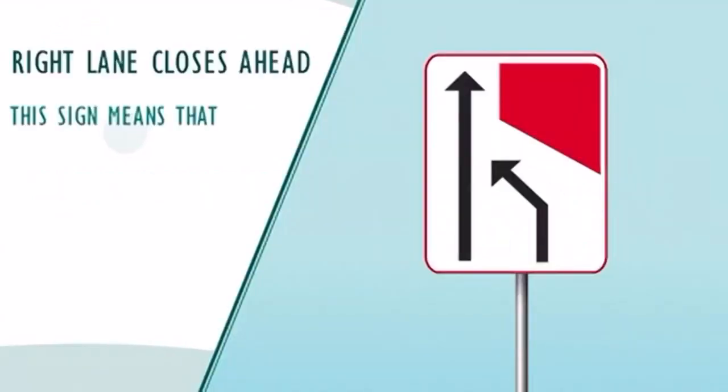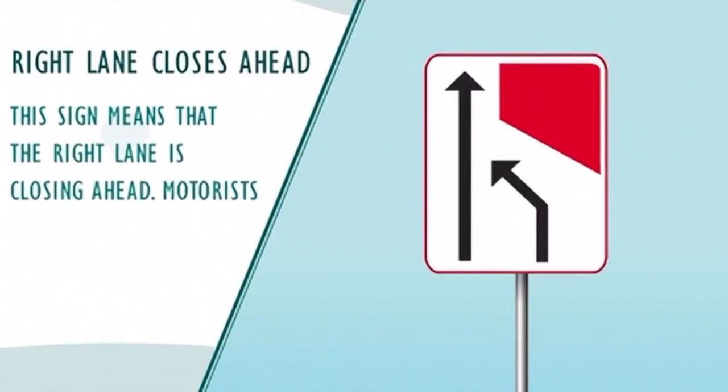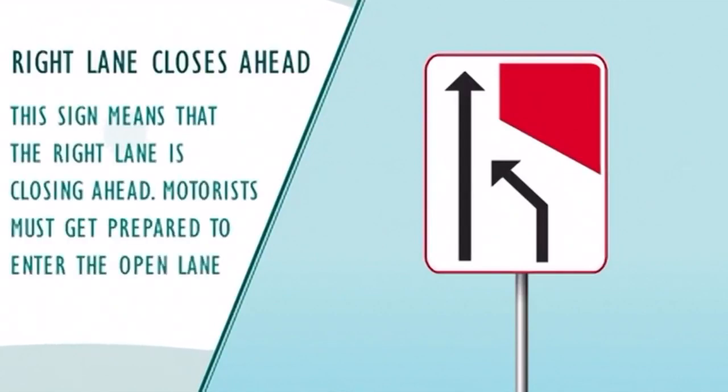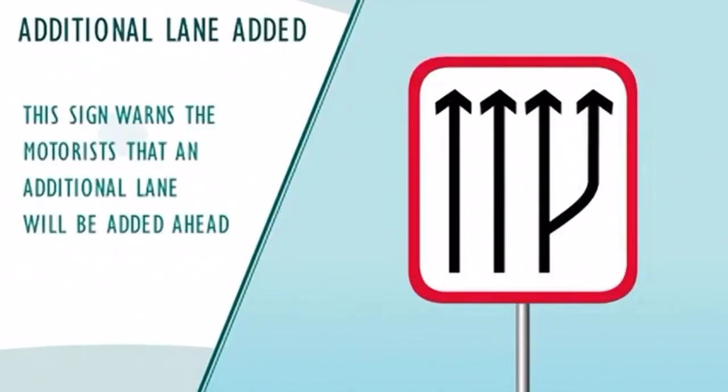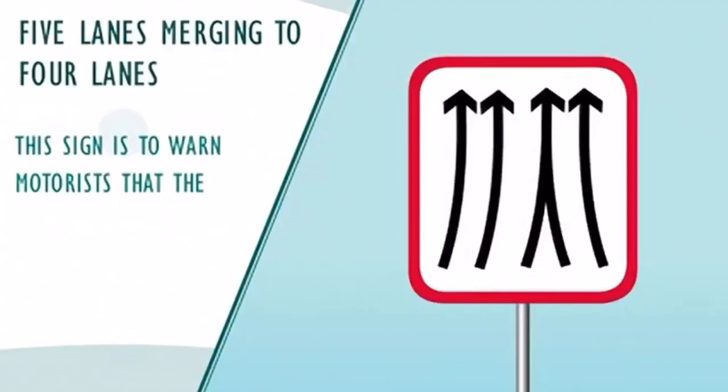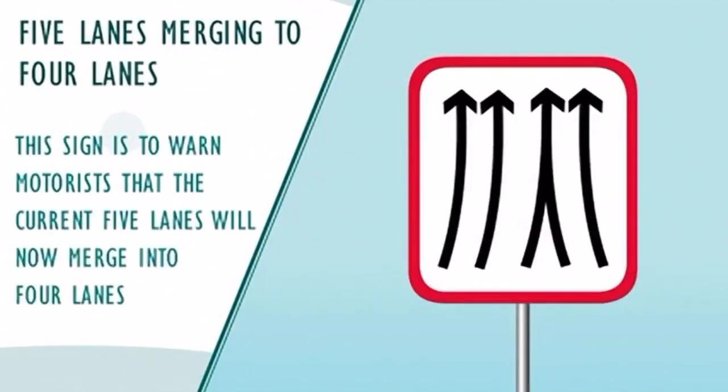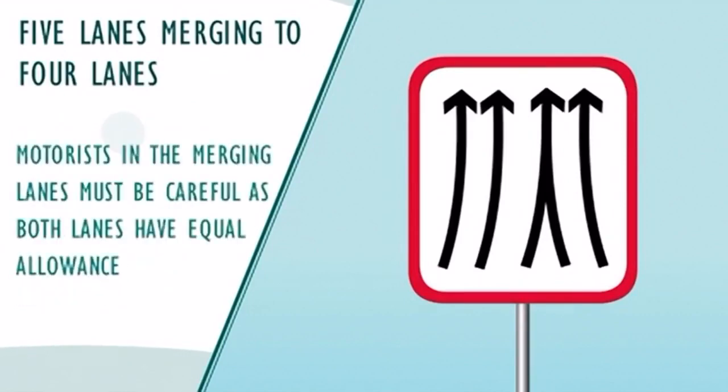This sign means that the right lane is closing ahead. Motorists must get prepared to enter the open lane. This sign warns the motorists that an additional lane will be added ahead. This sign is to warn motorists that the current 5 lanes will now merge into 4 lanes. Motorists in the merging lanes must be careful as both lanes have equal allowance.